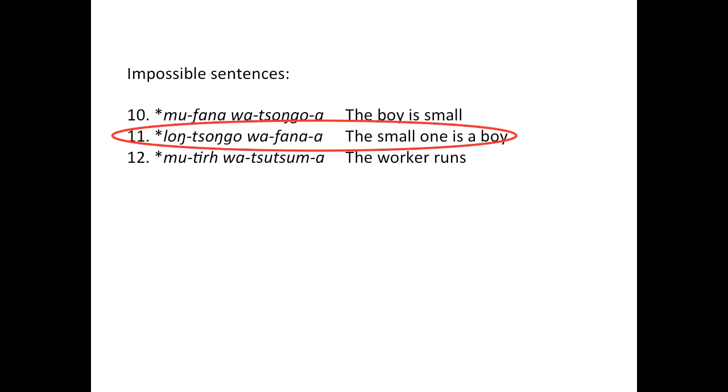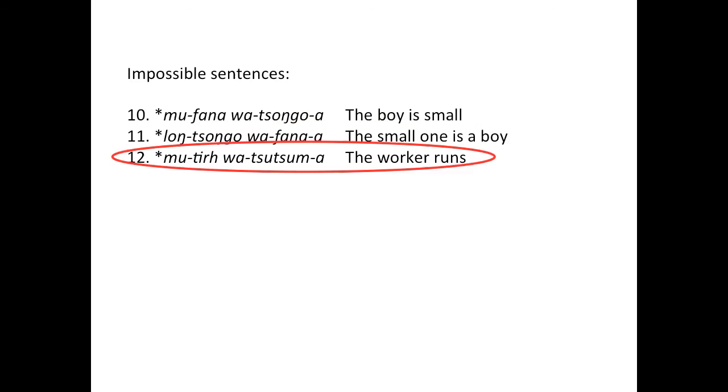Why is this one impossible? We have said that whana, boy, is a noun. Like tsonga, it can't be a verb. That is, we can't have the subject prefixes and tense suffixes on nouns. Finally, for this last one, tir, work, is a verb. We have said that mu is a prefix that indicates number on nouns. Clearly, we can't take a verb and mark it with a number with the prefix mu.